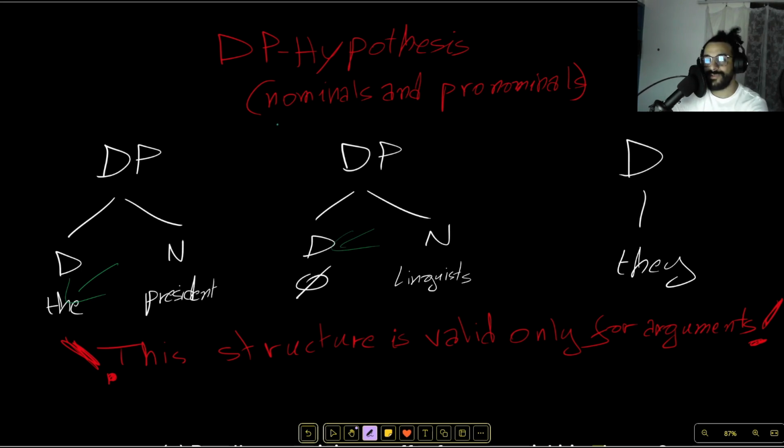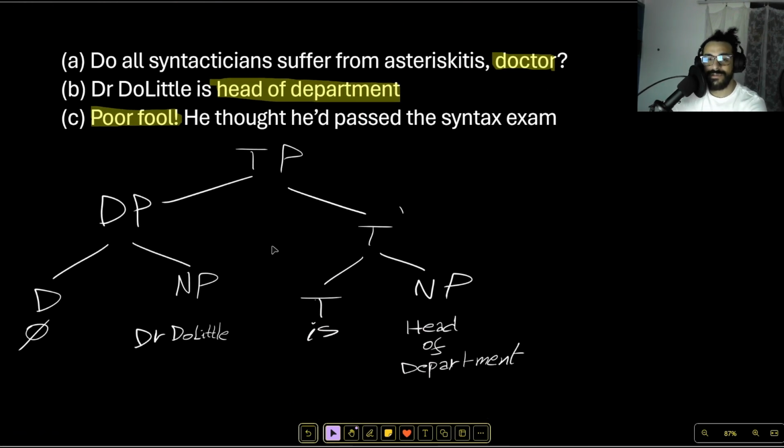Now, how about nominals that are not arguments? What do we do with them? The DP hypothesis in that case does not apply, and those nominals are not considered DPs. Instead, they're considered only NPs, as we shall see in the next segment. So let's look at these three sentences here. The first one is a vocative. So it's what we use to get someone's attention by addressing them.